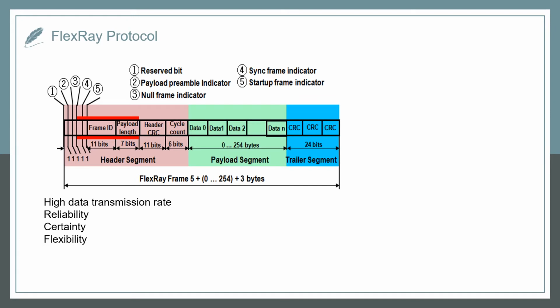The second part is the FlexRay protocol. In this figure, we can see the FlexRay data frame is divided into 3 parts: the header segment, the payload segment, and the trailer segment. The payload length indicates the length of the payload of the frame, and the header CRC is used to check the redundancy of the header segment and errors in transmission. The payload segment contains valid data to be transmitted. The trailer segment is composed of a 3-byte CRC check node.